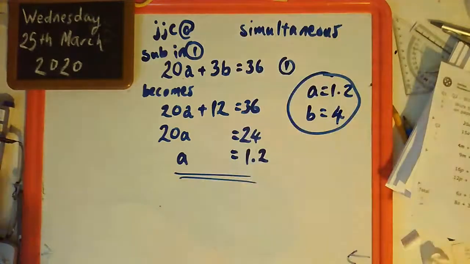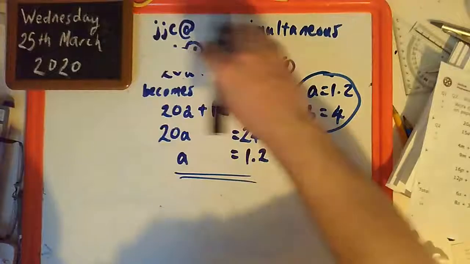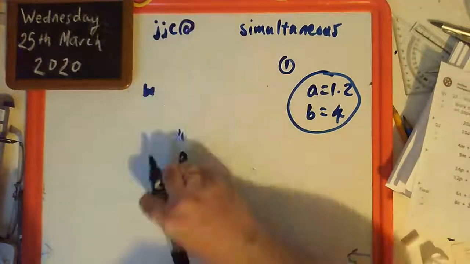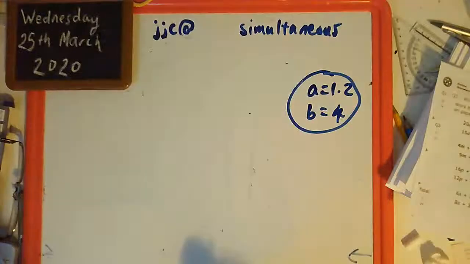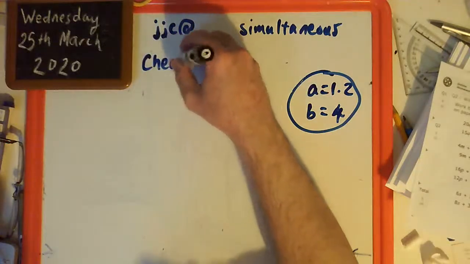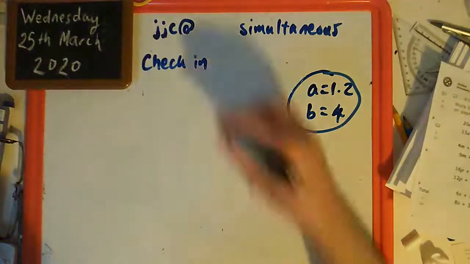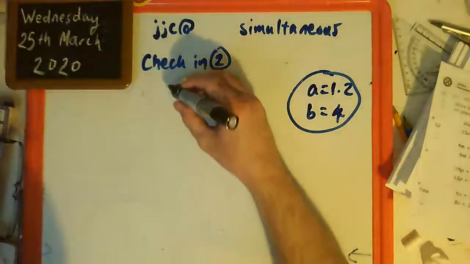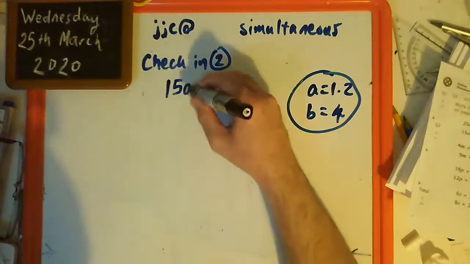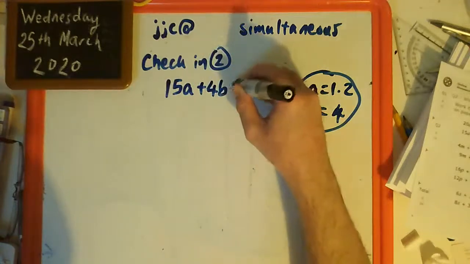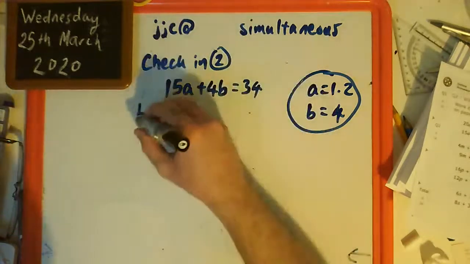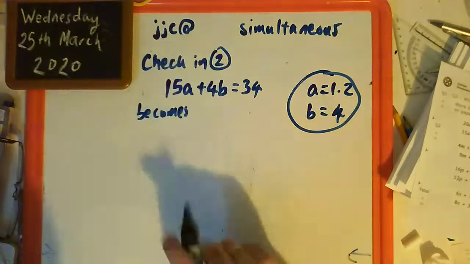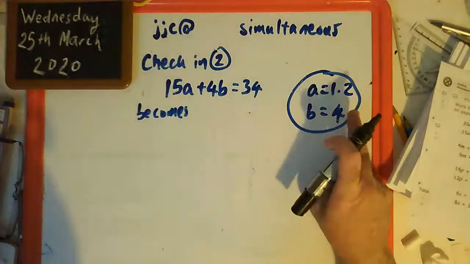So problem done. But what I always like to do is check. So my next stage of my working always goes check in, not the first equation again, but the other equation that we started with, check in equation 2. Because if you made a mistake in equation 1 before, you'll probably make the same mistake again. So I like to check in the other equation. So the other equation was 15a plus 4b equals 34. And that becomes, so 15a is 15 times 1.2.